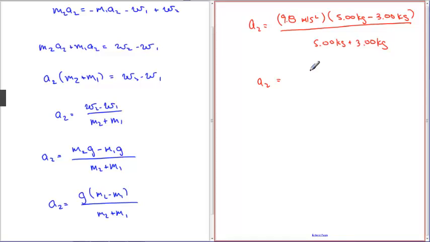Okay, so 9.8 times 5 minus 3 divided by 5 plus 3, which is 8, gives me 2.45. So let's use red, since everything else is red here. 2.45 meters per second squared. And the units are meters per second squared because the kilograms cancel out. So this thing basically has the weights moving at less than acceleration due to gravity. That makes sense because you have that inertia you got to move and that are connected to each other.